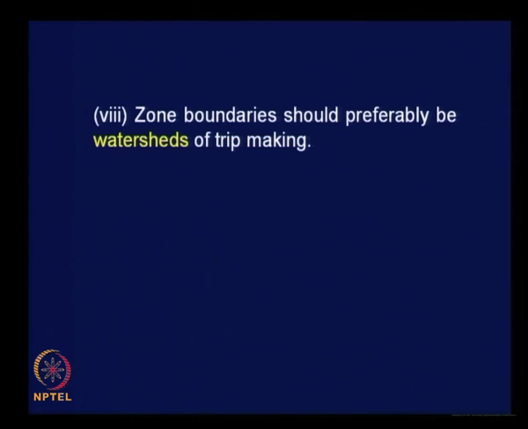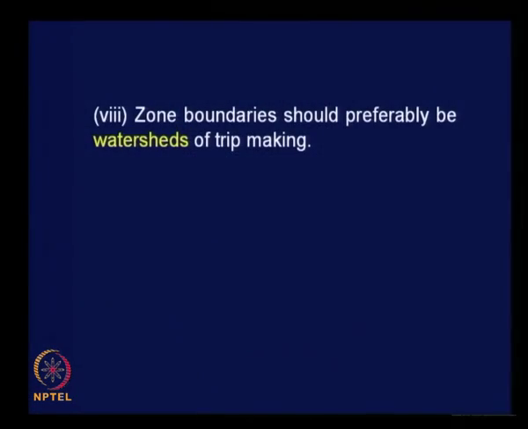Zone boundaries should preferably be watersheds of trip making. Earlier we talked about commuter shed, now it is watershed of trip making. Watershed is nothing but a water course collecting water from the catchment area, right. Zone boundaries should preferably be watersheds of trip making. That means the boundaries should preferably be either a road or a railway line, then it will be a watershed of trip making, isn't it.